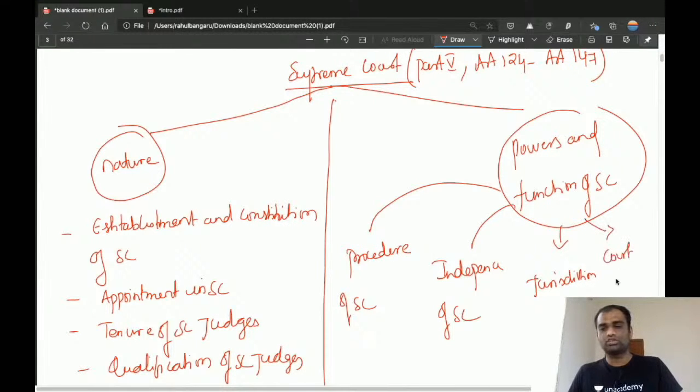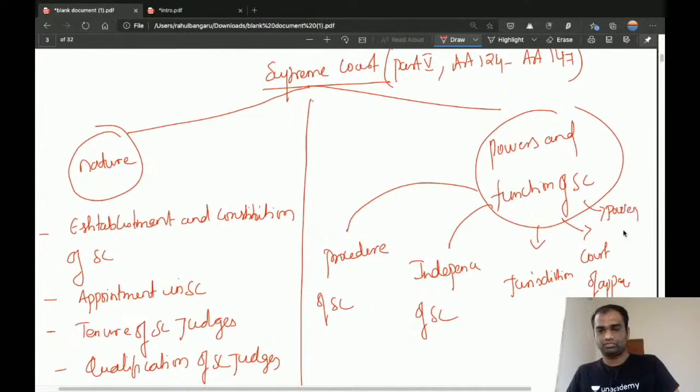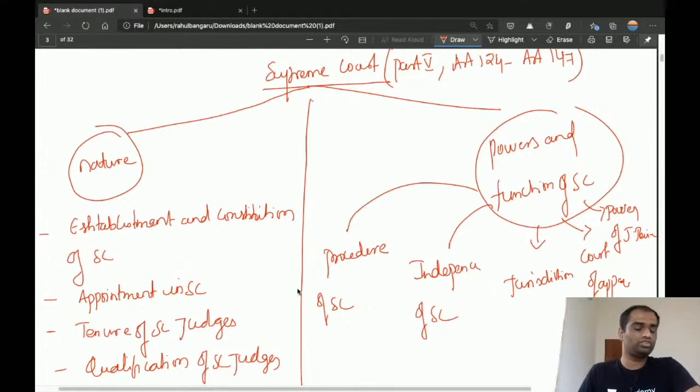Supreme Court is also called the Court of Appeal. What is the meaning of this Court of Appeal? And also we look at the power of judicial review. Okay, so this is the overview of today's classes. In the nature of Supreme Court, we are going to discuss the establishment and constitution of the Supreme Court.